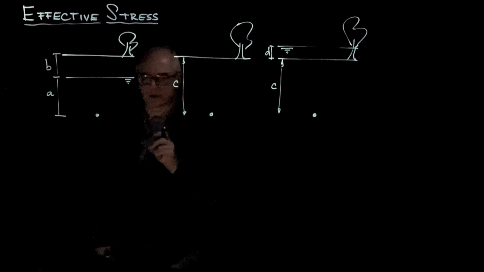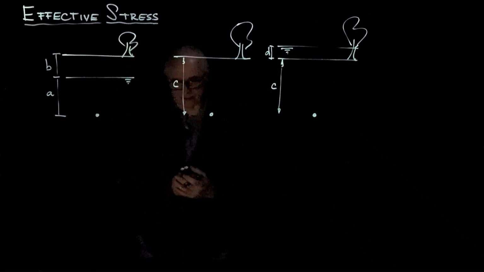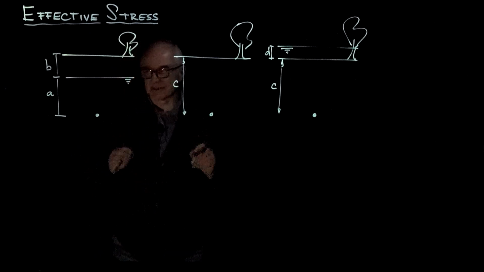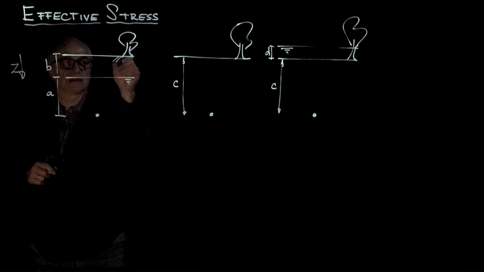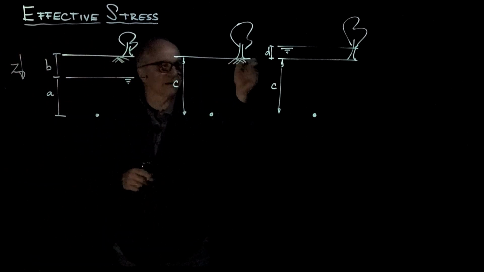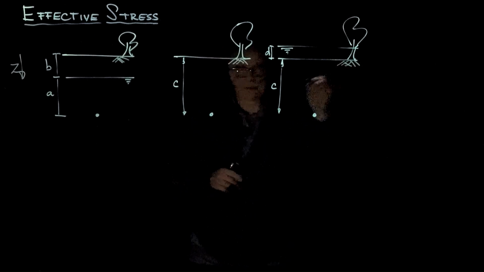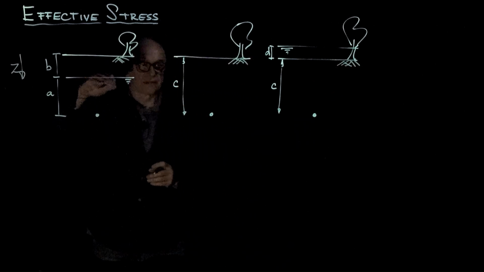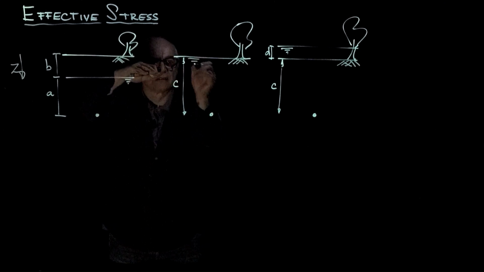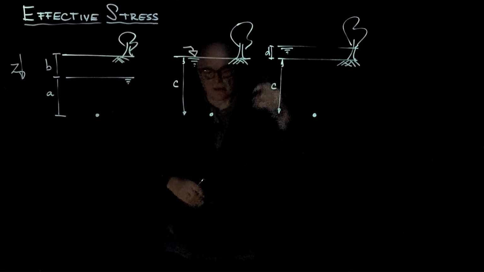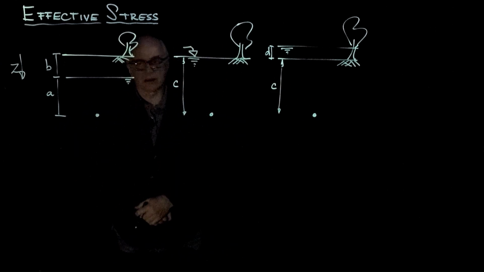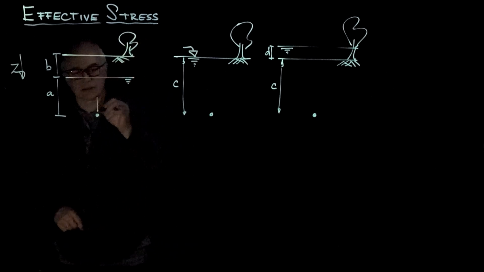Let's consider the following simple cases of effective stress. We are placing emphasis on the vertical effective stress, which we are going to call sigma z. And in all these cases, we have a water table, sometimes below the surface, sometimes at the surface, and sometimes above the surface, like for example during a flooding. And we have to wonder what is the vertical effective stress at the point shown in each case.